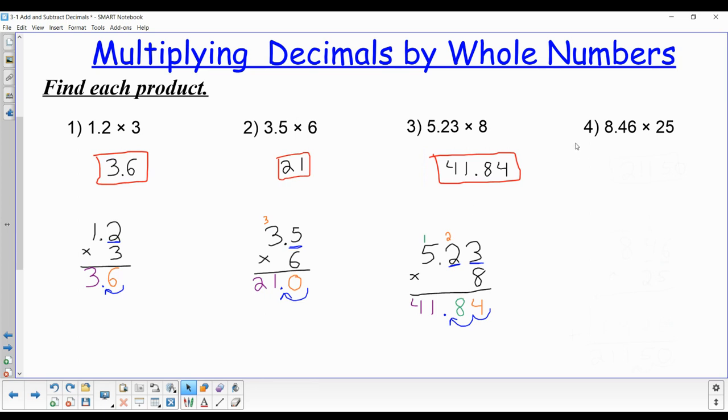And the last problem is also different because we have a two-digit number. We'll still skip a few lines. We will have 8 and 46 hundredths times 25. And we will line it up as though it was 846 times 25. And I'm going to color code a little different.